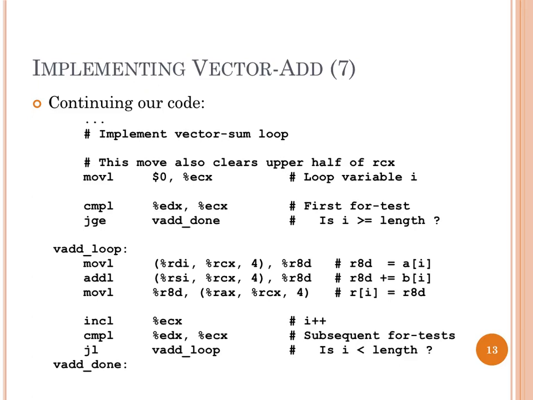And so you can see, move (RDI, RCX, 4). That's A sub i. I'm working with ints, so those are 4 bytes, and RDI points to A, so then RCX is the index. I move that into R8D. Then I add in whatever B sub i is, and then I take that computed value and store it into result sub i. Okay, everybody got the code for the vector add loop?